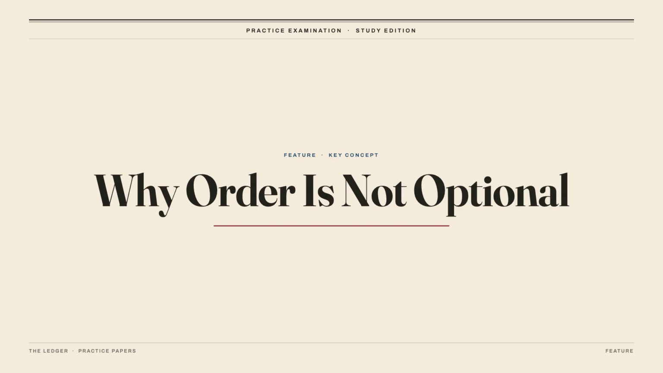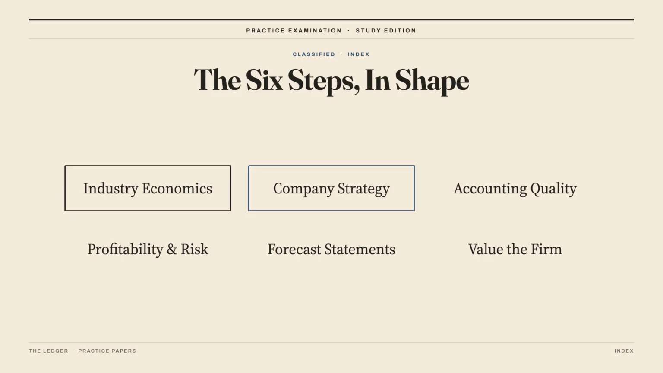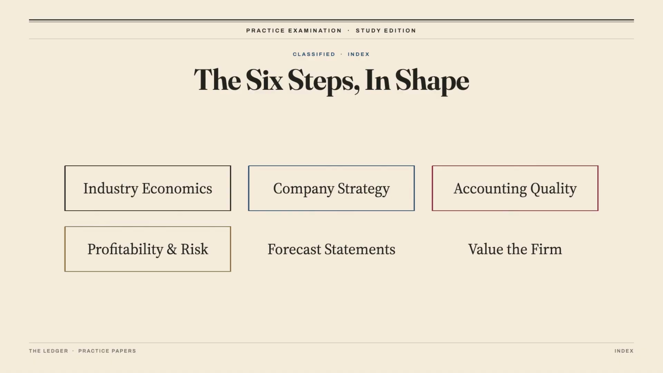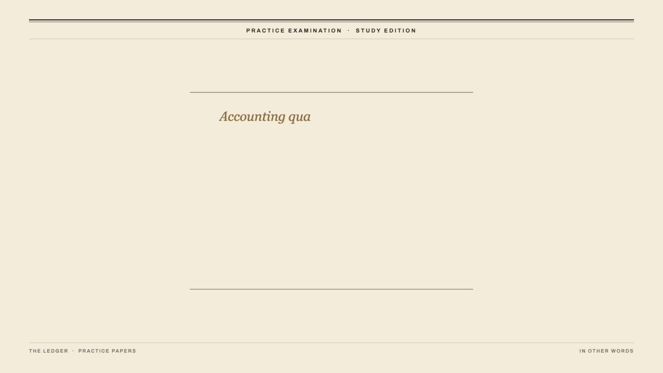Order is not decoration in this framework. The 6 steps run in one particular sequence because each step consumes what the step before it produced, and rearranging them breaks the machinery rather than just looking untidy. The opening pair builds context: industry economics, then strategy. The middle pair checks and diagnoses: accounting quality, then profitability and risk. The closing pair looks forward and turns everything into a number: forecasting, then valuation.